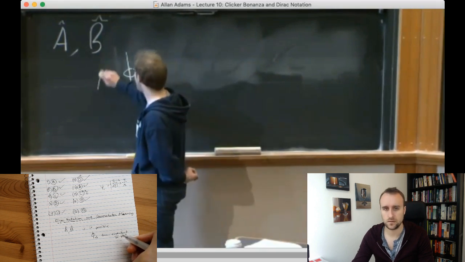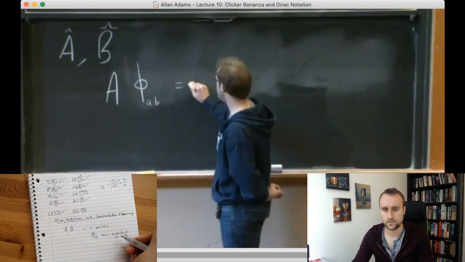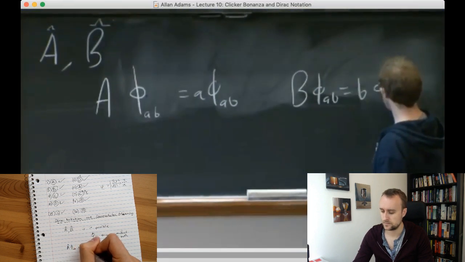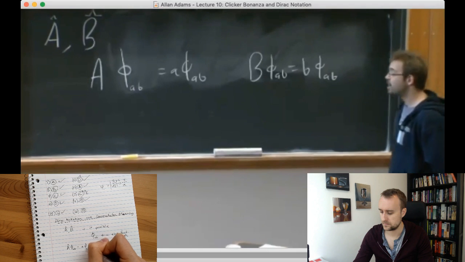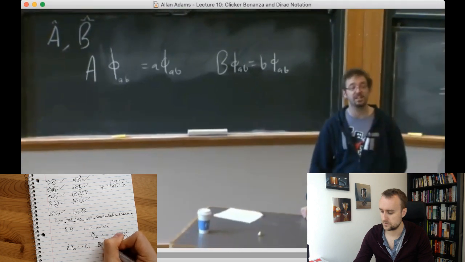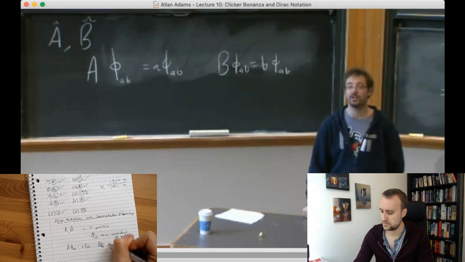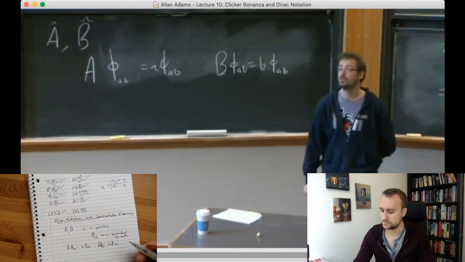Yes. Oh, why not? Okay, so phi sub AB has this property: A on phi AB is equal to a phi AB, and B on phi AB is equal to b phi AB. I have now created this object. From the existence of this state, what can you deduce about the operators A and B? If you've already seen this before, that's cheating, so don't raise your hand. But if you haven't, just think through what this tells you about the operators A and B.